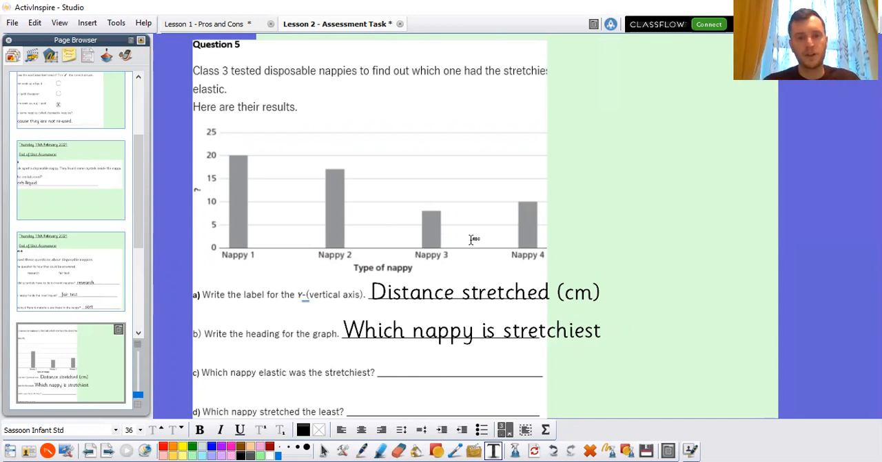Well, I'm looking at the bar charts and nappy 1 stretched the furthest. So the answer there is nappy 1. And which nappy stretched the least? The one with the smallest bar is nappy 3. So nappy 3 stretched the least.